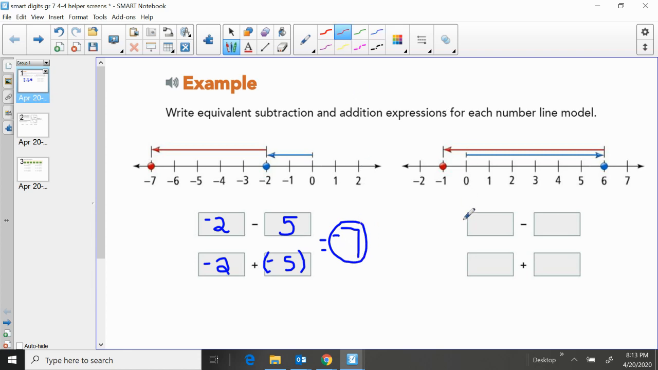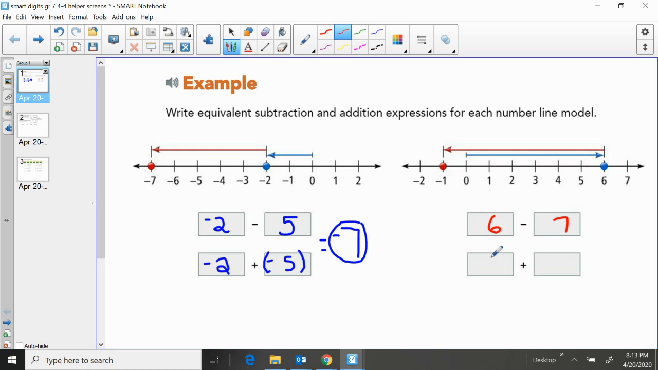Okay, looking at this one here, I'm going to change my color here. We go from 0 to 6. So our first number is 6. And how many are we subtracting? 1, 2, 3, 4, 5, 6, 7. We're subtracting 7. And where do we end up? At -1.